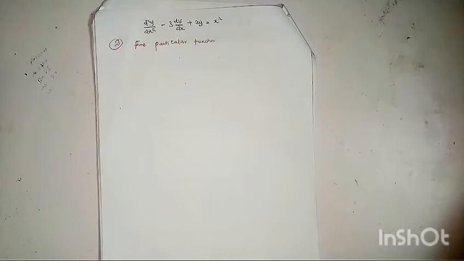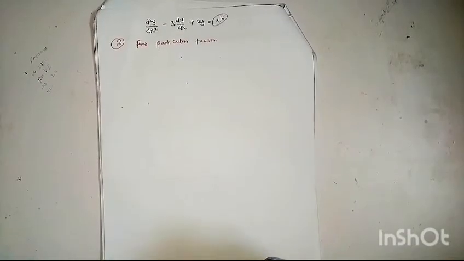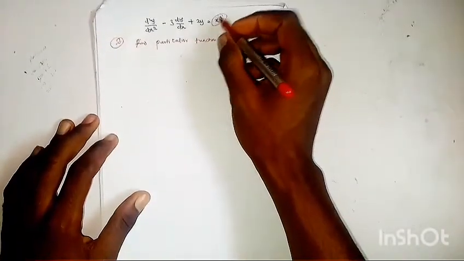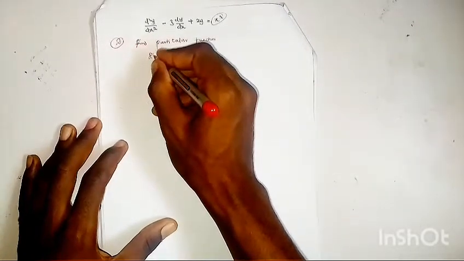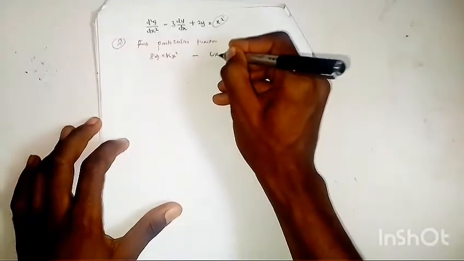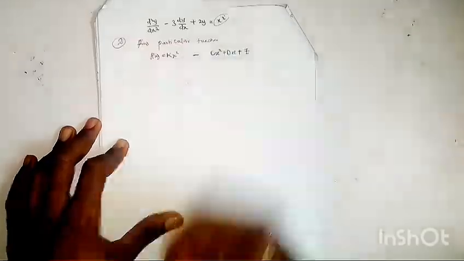So to find my particular function, what do I need to do? Since I used this for the complementary function, I'm going to consider the external function they gave me here to solve my particular function. Like I said from the beginning of the video, if you are given a quadratic function, k x squared, the general form will be equal to what? Cx squared plus dx plus e, right?